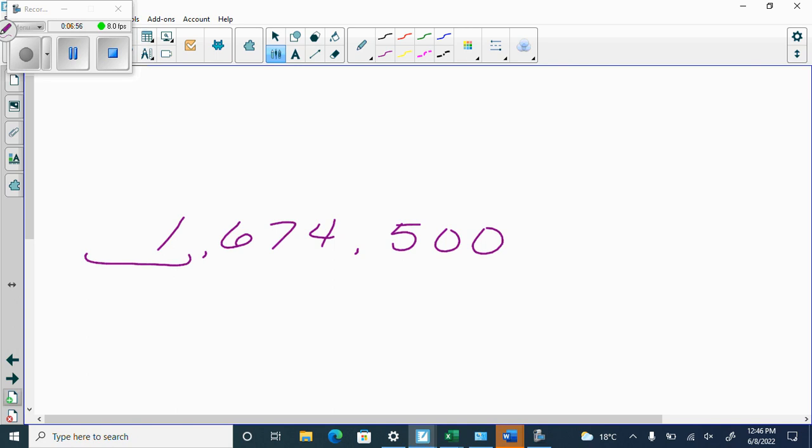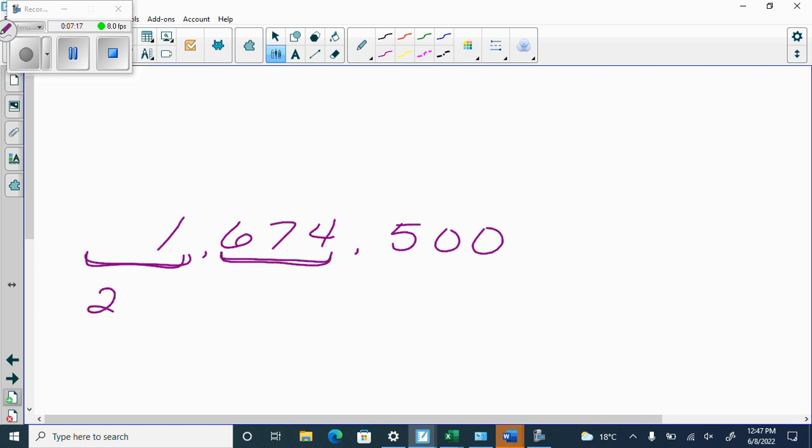So what is that number? 1, and it's in the millions. And then this number is what number? 74. And then what spot is it in? And then 500. So it's 1,674,500. If you can read 3-digit numbers, you can read bajillion digit numbers.